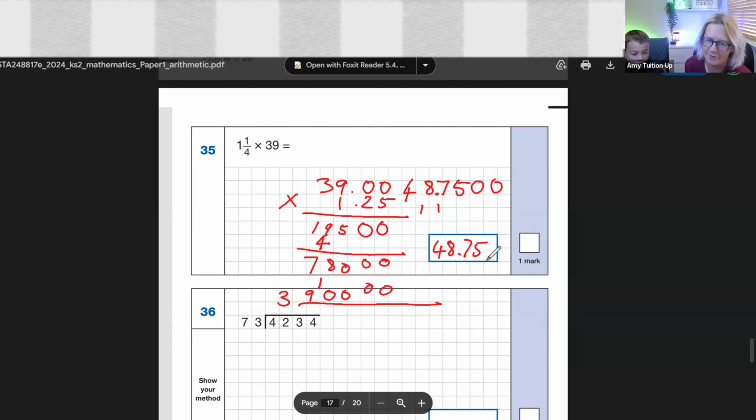In the answer, they've put it as... you could do it as a fraction, couldn't you? So you could say 48 and 3/4. And it probably would be best practice because the question has been in a fraction. Yeah, but it wouldn't matter for the answer. Okay, all right, good. And we're going to end with this one.